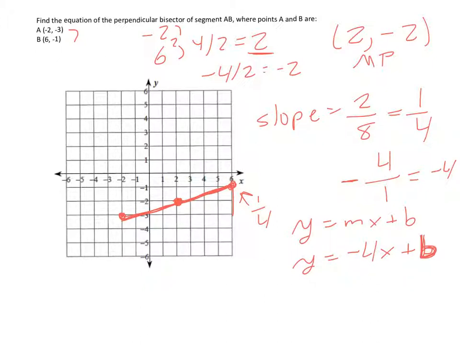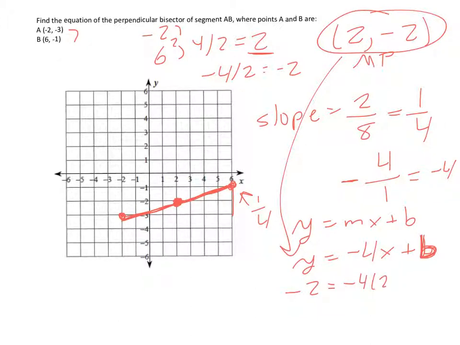The only point I know that exists on the bisector is this midpoint, (2, -2). So I'm going to take these coordinates and plug them into the equation I have built to solve for b. The y value is -2 and the x value is 2, so -2 equals -4 times 2 plus b. So -2 equals -8 plus b. I'll add 8 to each side, and I get b equals 6. So that means the perpendicular bisector should be y = -4x + 6.